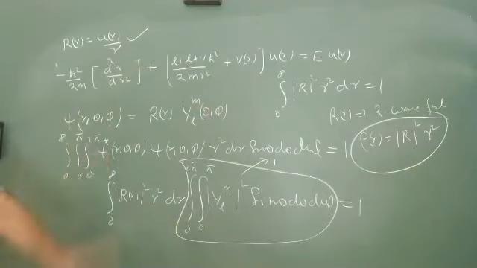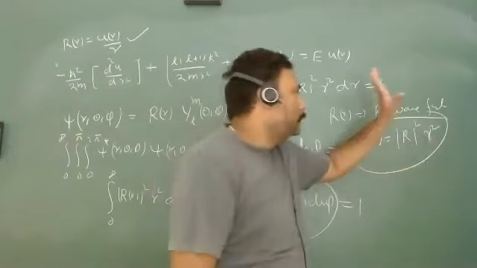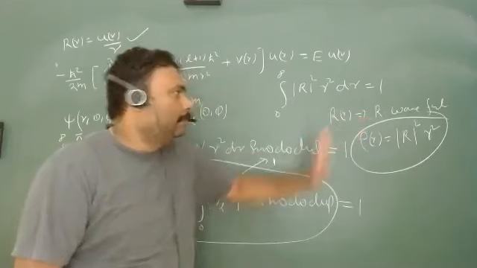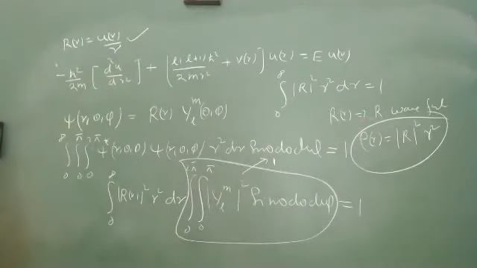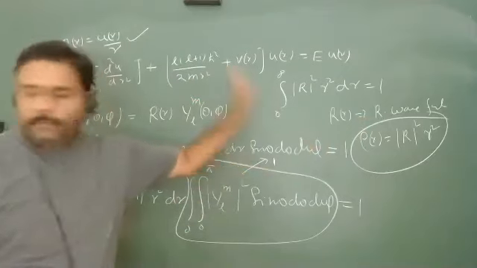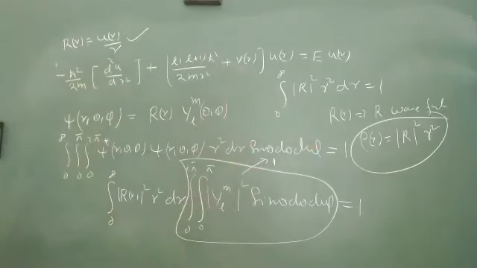Are you getting this? It's a very clear-cut message. Please, mod R squared into r square is the radial probability density, where R is the radial wave function. And your radial part of the wave function is also normalized, the angular part is also normalized, and the total wave function is also normalized. So you have to always keep all these concepts in mind. And if you understand all this, then we can go to the next level of calculation.